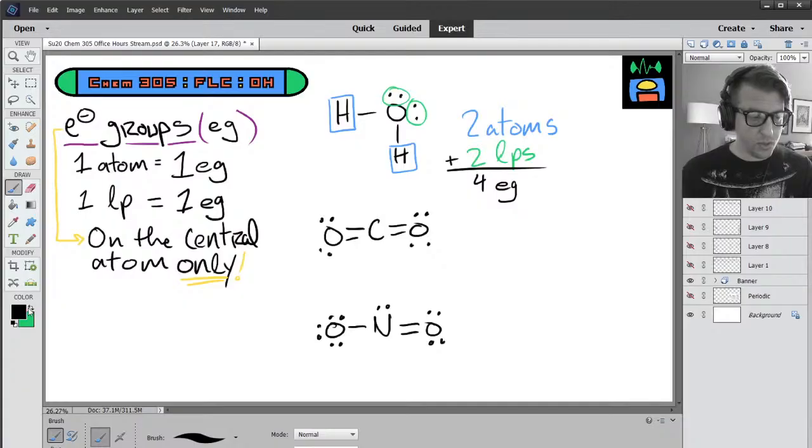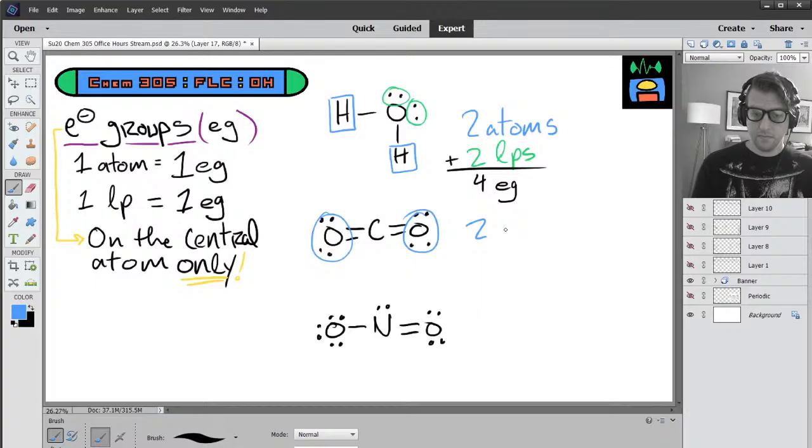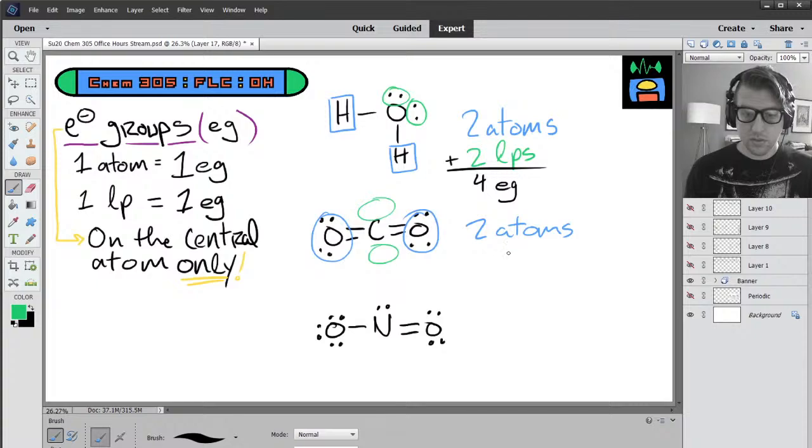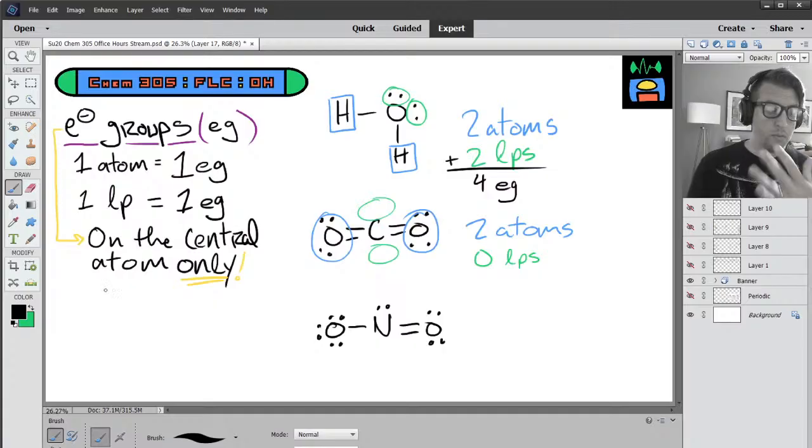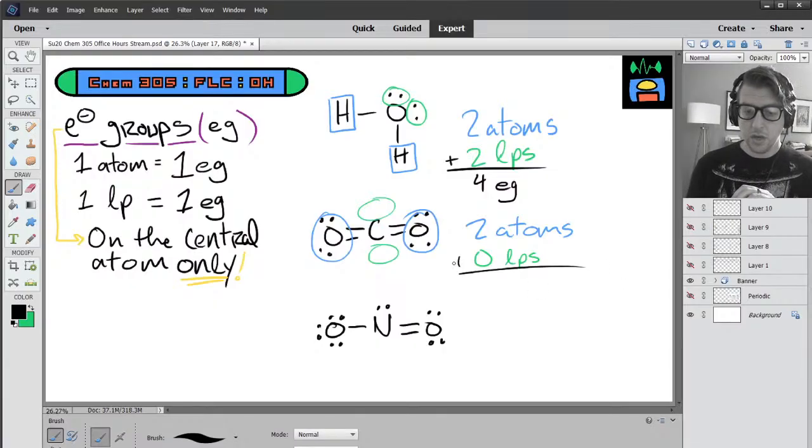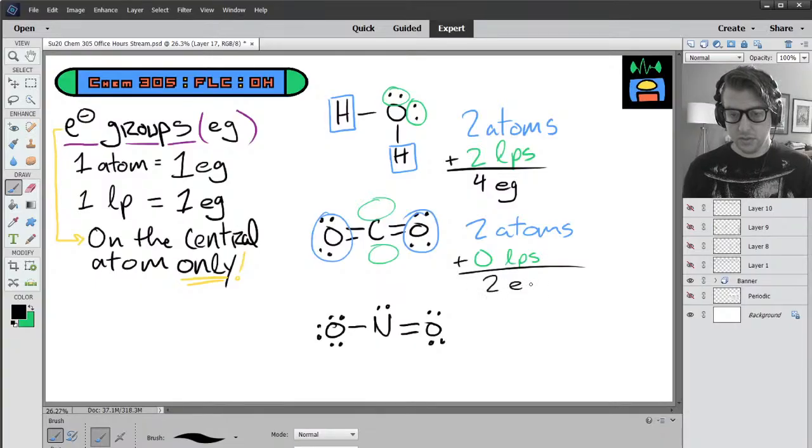All right, when we look at the next example, carbon dioxide, we have 2 atoms on the central atom. And you'll notice that we have 0 lone pairs. Because we're not looking at lone pairs on the whole molecule, we are just looking at lone pairs on the central atom. So we have 2 electron groups.